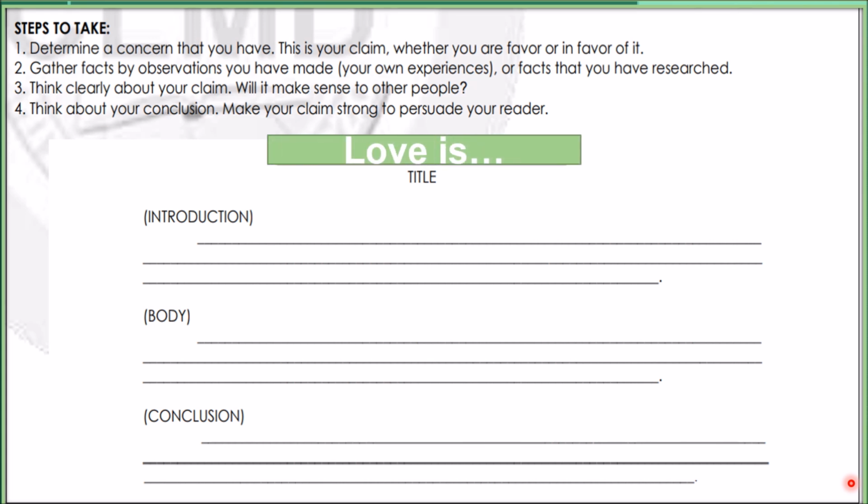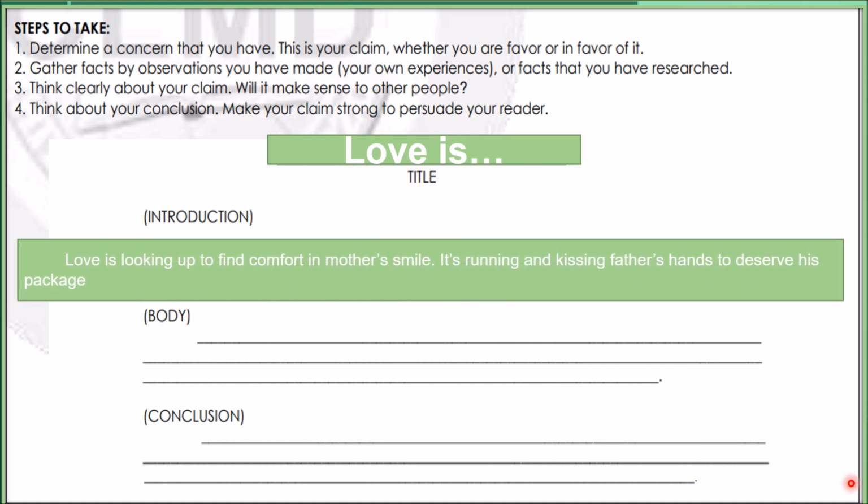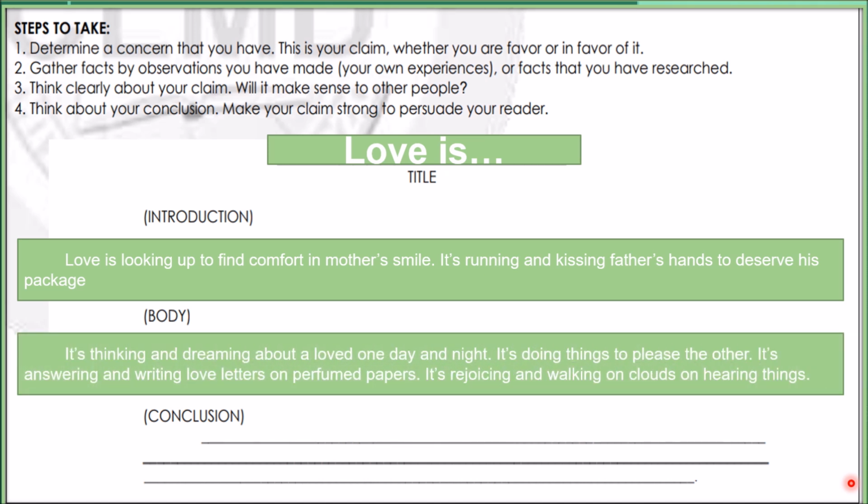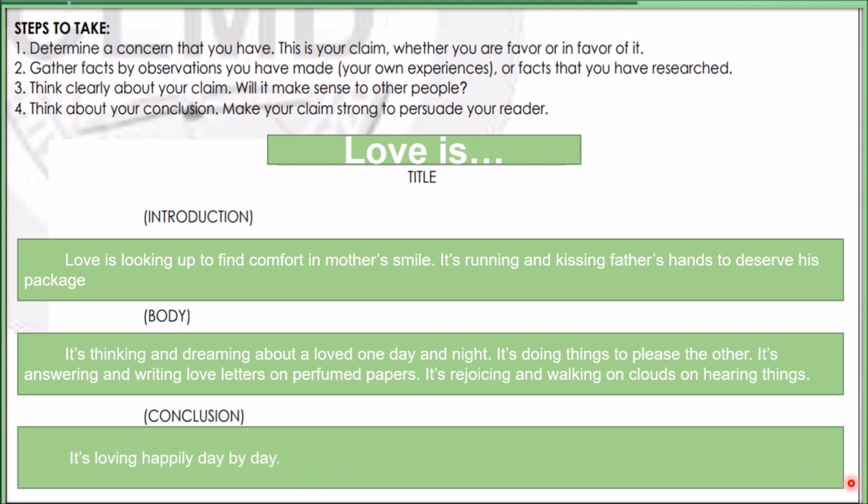Okay, the title, for example, love is. Then the introduction, love is looking up to find comfort in mother's smile. It's running and kissing father's hand to deserve his blessing. Sa body naman, it's thinking and dreaming about a loved one day and night. It's doing things to please the other. It's answering and writing love letters or perfumed papers. It's rejoicing and walking on clouds on hearing things. What else? Conclusion, it's loving happily day by day. So, simple as that. Basta gagawa lang kayo in your experience about love.